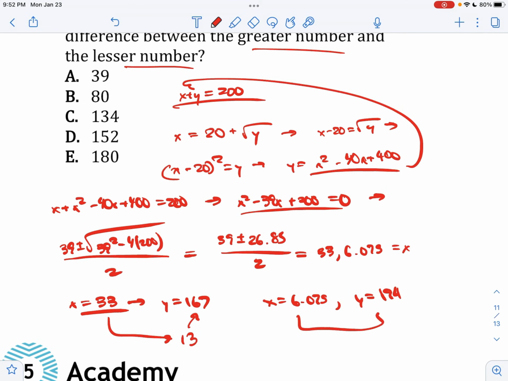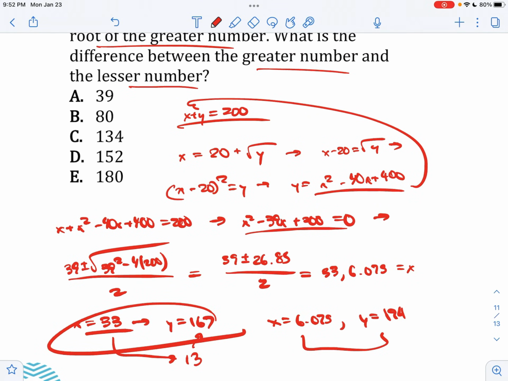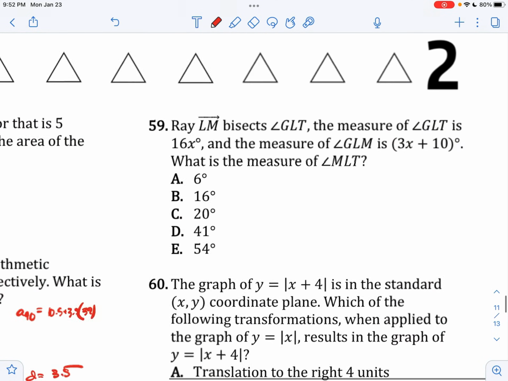That means the answer is, what is the difference between the two numbers? Greater number and lesser, it's 134, approximately. Two more problems. Ray LM bisects GLT.